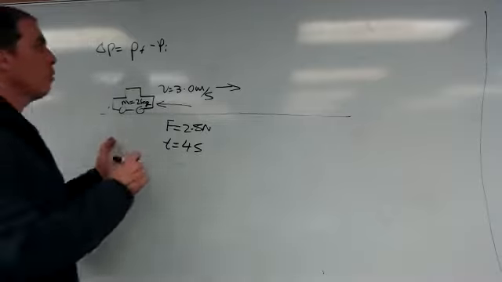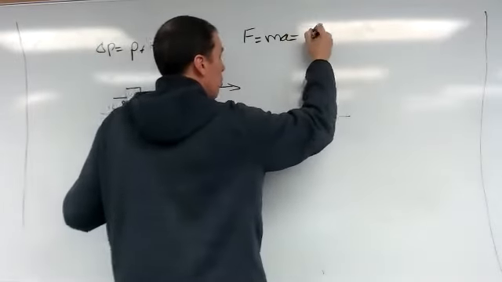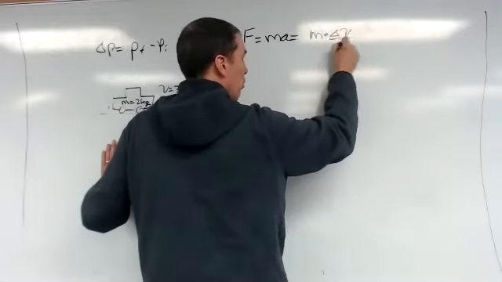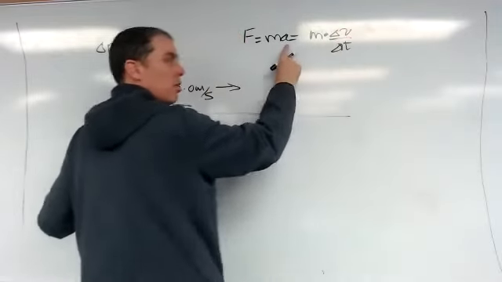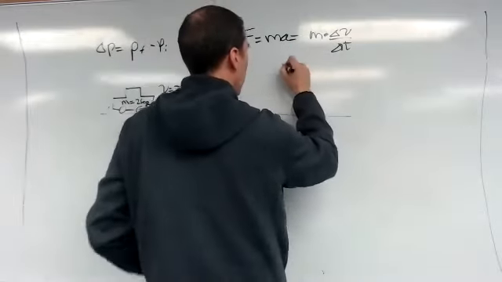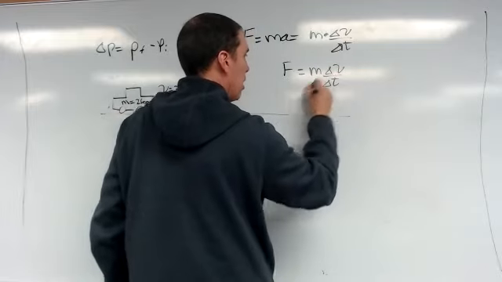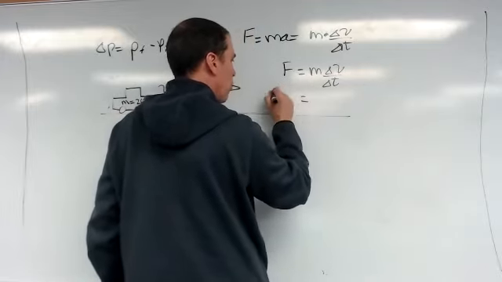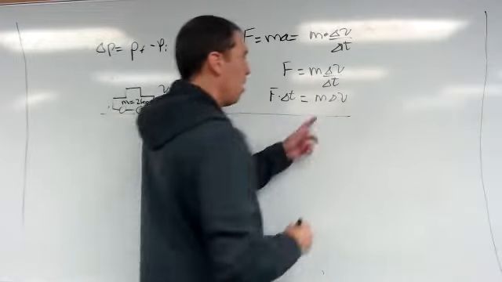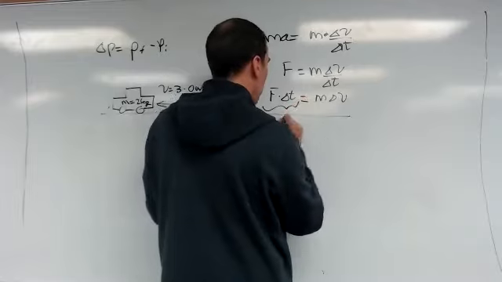Yeah. So if you remember Newton's second law, F equals ma, you could rewrite that as mass times the change in velocity over the change in time, because that's the definition of acceleration, right? So the force is equal to mass times the change in velocity over the change in time. That means the force times the change in time is equal to mass times the change in velocity if I multiply both sides by delta t. And then we call this thing the impulse.